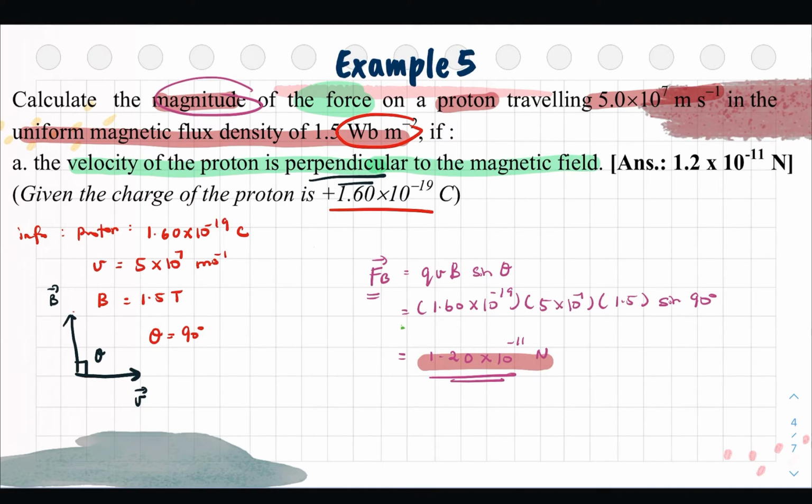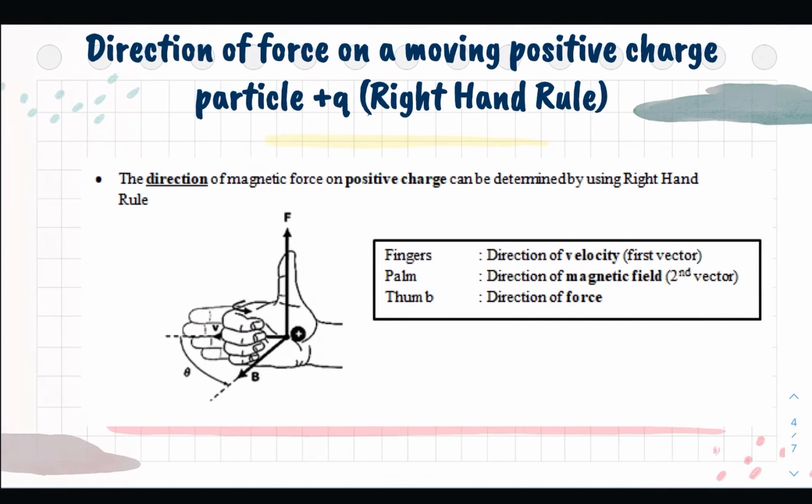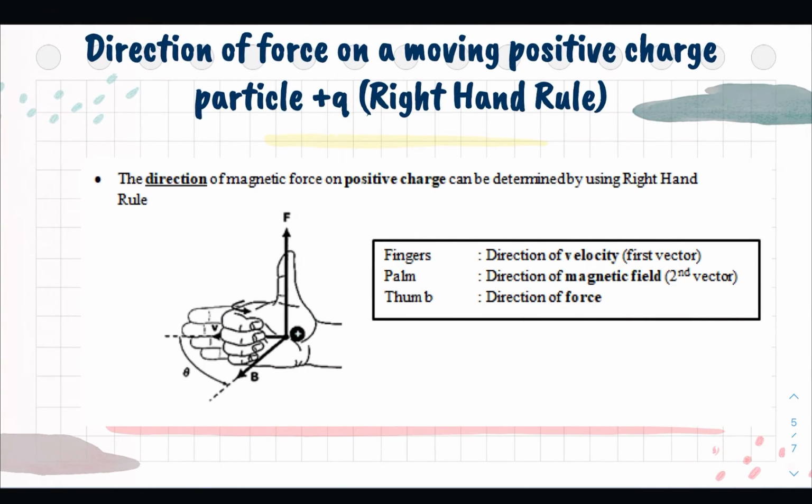Okay, so settle for example 5. So we go to the direction, sebab force mestilah ada magnitude and direction. So how I want to find the direction? As usual, kita masih menggunakan right hand rule. Okay, tapi this one is berbeza sikit lah pada 4.1 hari tu. Okay, so now right hand rule is very simple.